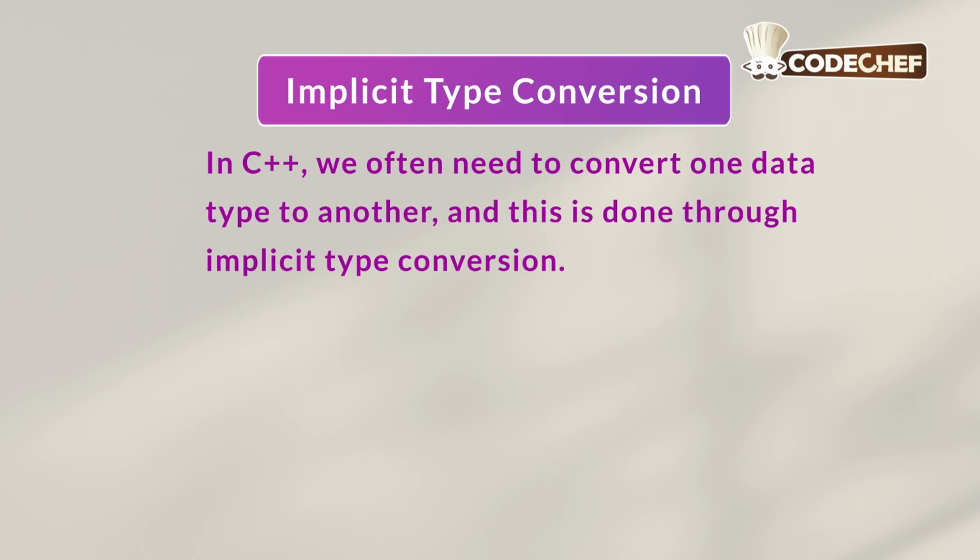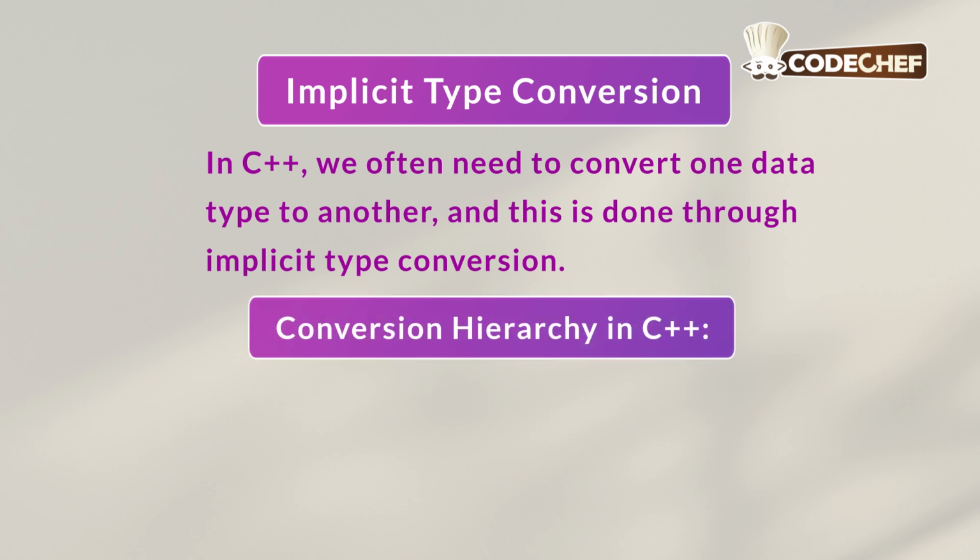When the compiler automatically converts one data type to another during an operation, it is called implicit type conversion or type promotion. It happens without any user involvement. Now if we see the conversion hierarchy, when different data types are used together, C++ promotes the smaller type to the larger one according to this hierarchy.